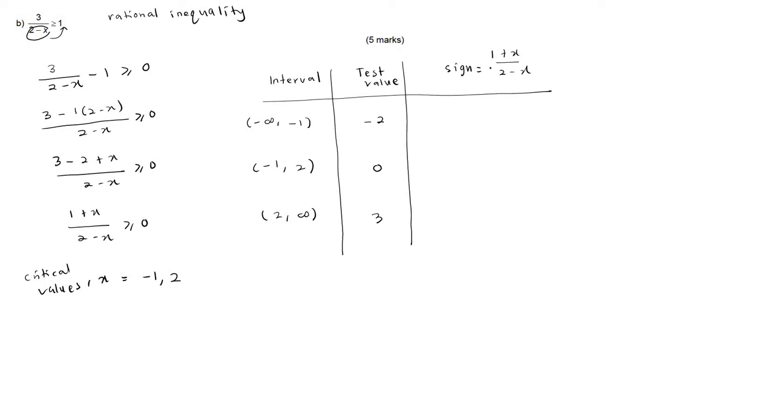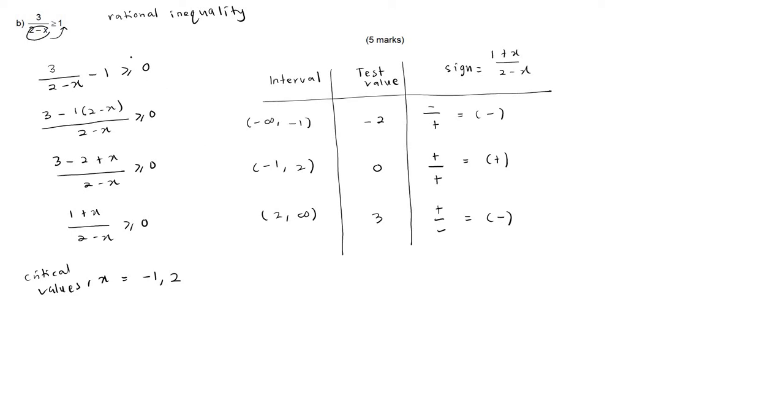Okay, let's start with negative 2. 1 plus negative 2 is negative, 2 minus negative 2 is positive. So negative divided by positive, negative. Then 0: 1 plus 0 is positive, 2 minus 0 is also positive. Positive divided by positive is positive. And then 3: 1 plus 3 is positive, 2 minus 3 is negative. Positive divided by negative is negative. So our signs are negative, positive, negative.